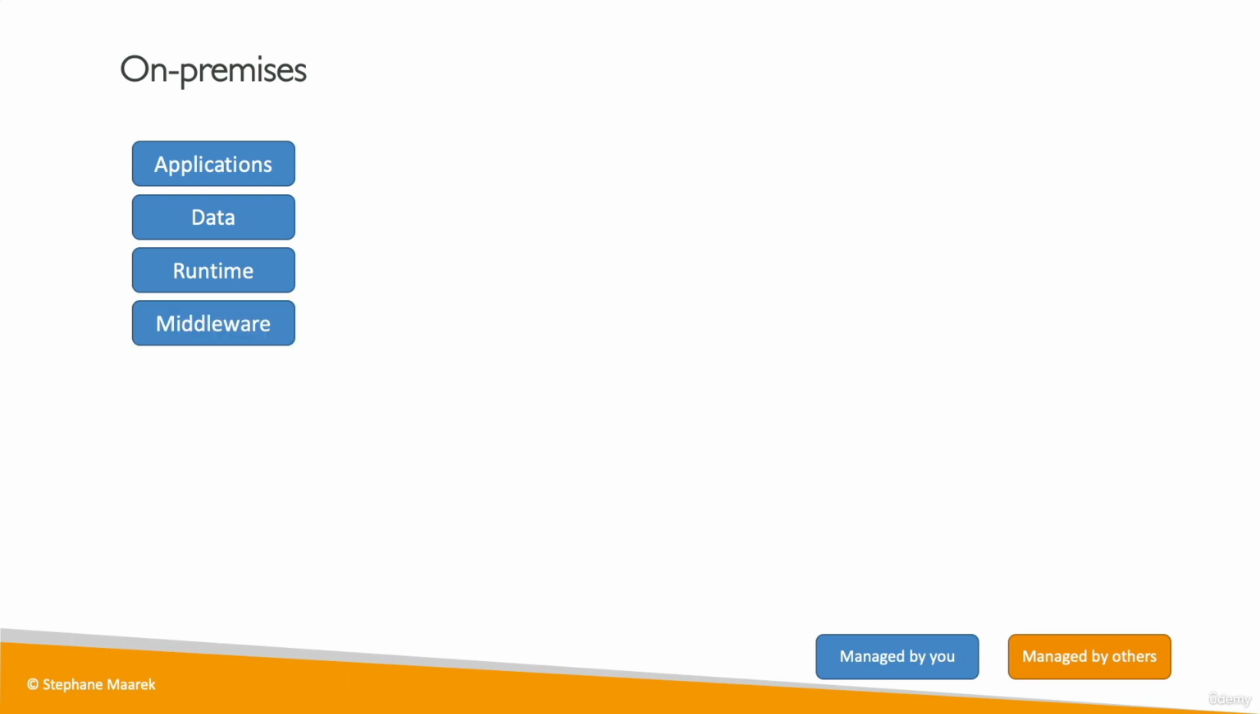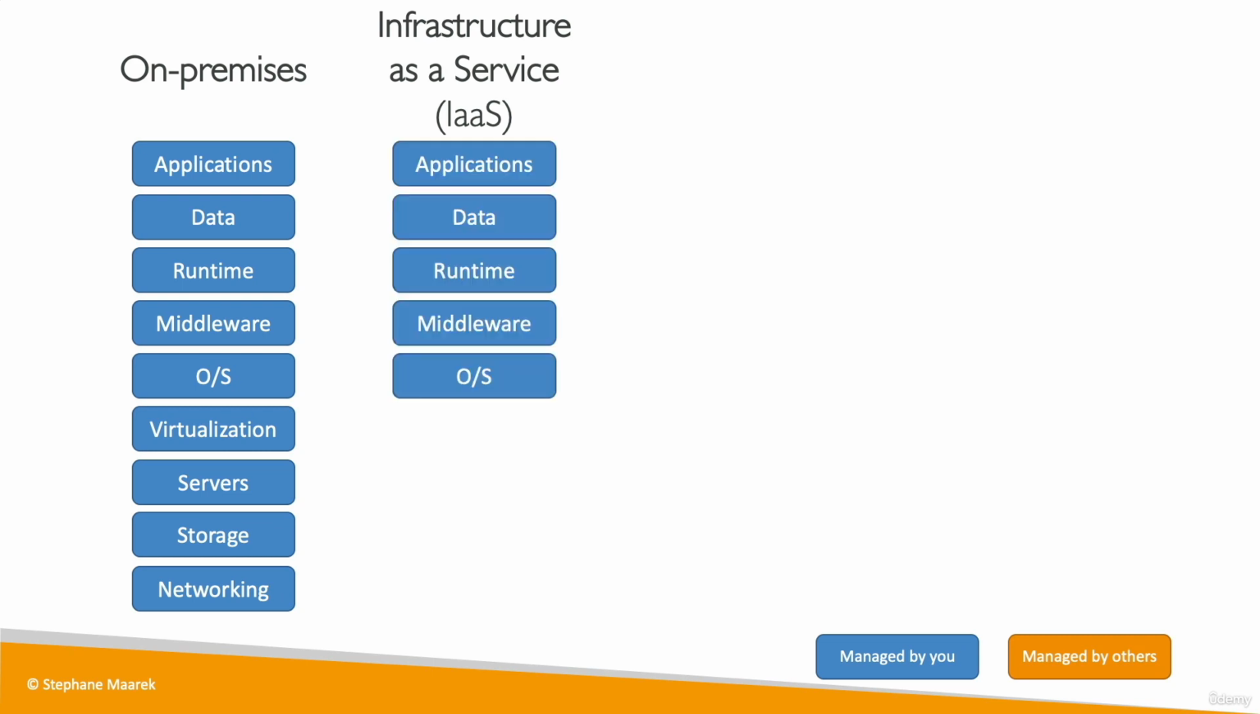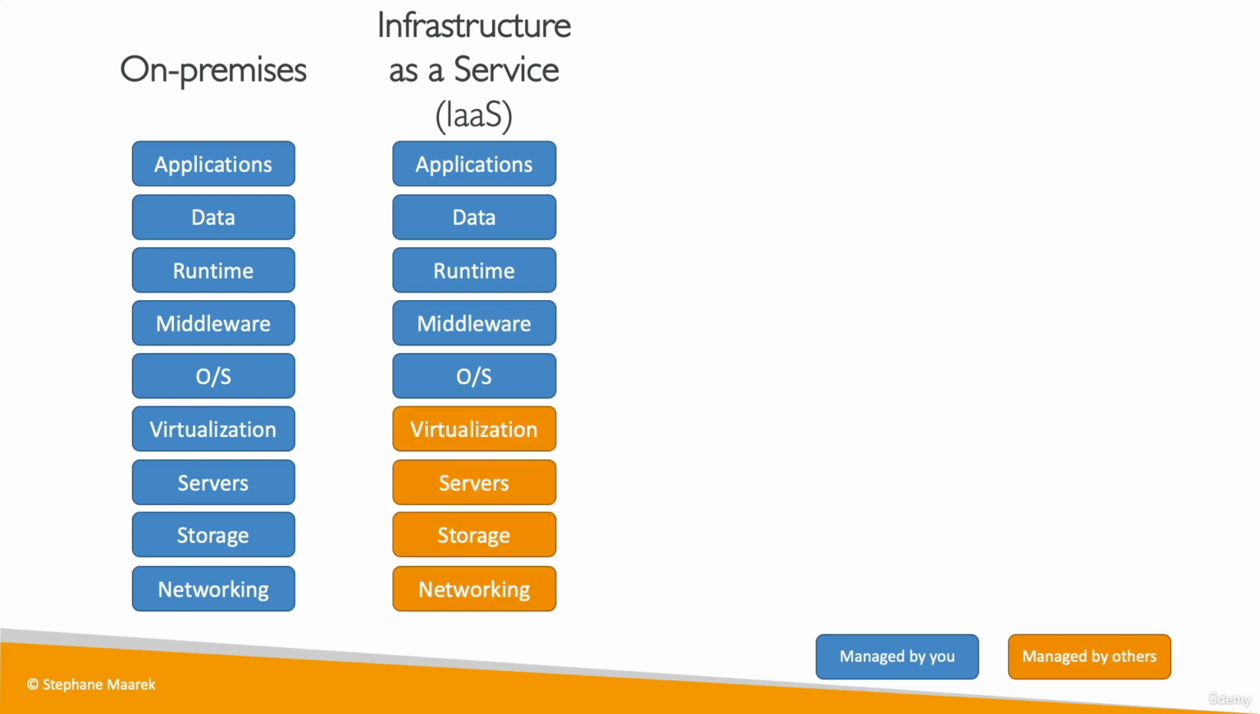So if you want to compare all these things, well, let's take an example. On premises, you're going to manage everything. So your applications, your data, your runtime, your middleware, the operating system, virtualization, servers, storage, and networking. And that's a lot. With IaaS, so Infrastructure as a Service, we're going to manage the application, the data, the runtime, the middleware, and the OS, but all the virtualization, servers, storage, and networking are going to be managed by others, and in our case, AWS.